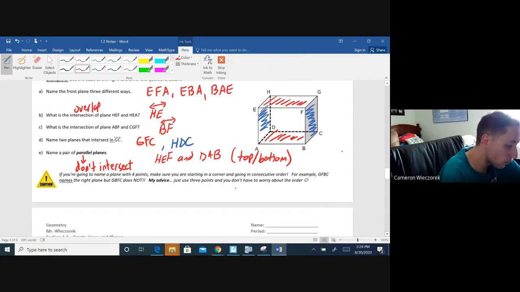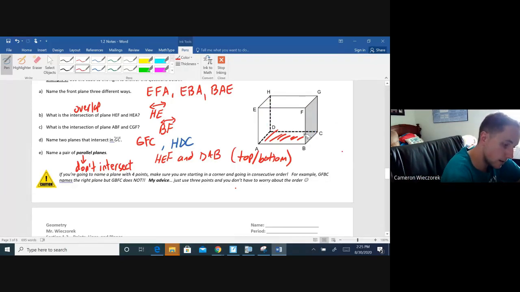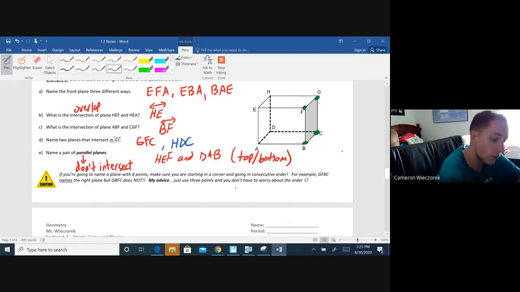One word of caution. Sometimes people like to name planes with 4 points when they show up in this cube type diagram. That's okay. You can use 4 points, but you need to make sure that you're listing them in consecutive order. So for example, if I wanted to label the plane GFBC, you need to make sure that your points go around either clockwise or counterclockwise in order. So if you named it GFBC, that's fine, or GCBF.